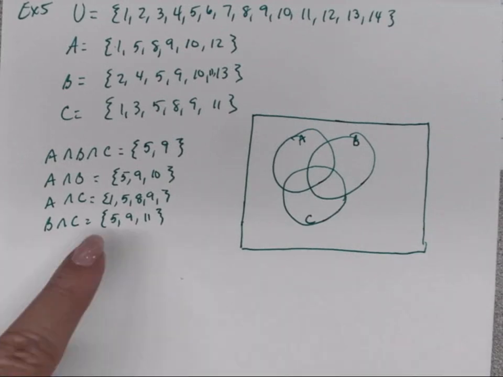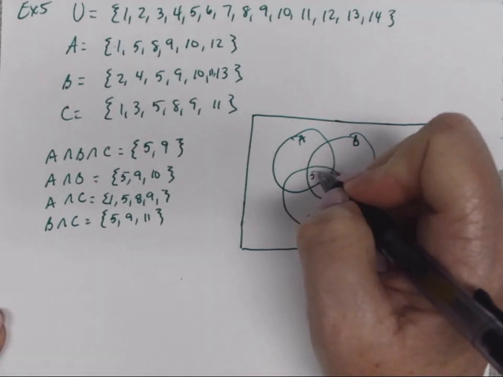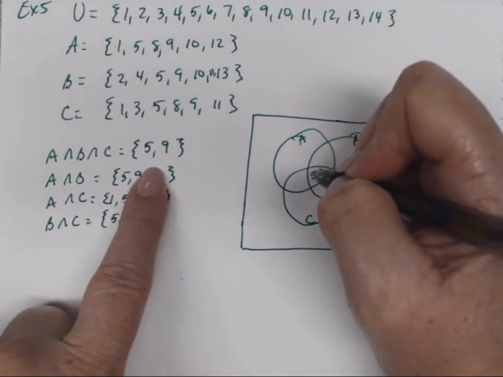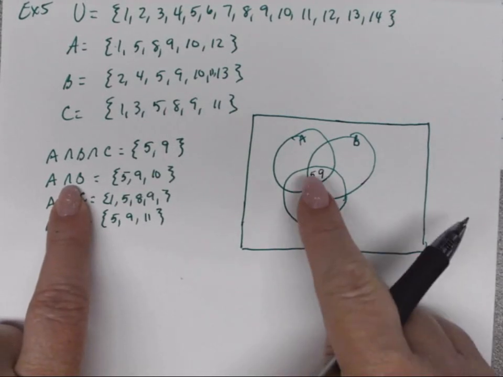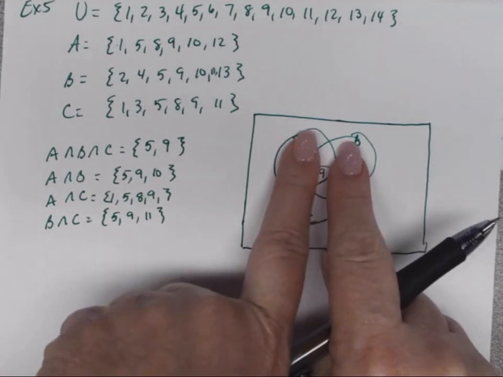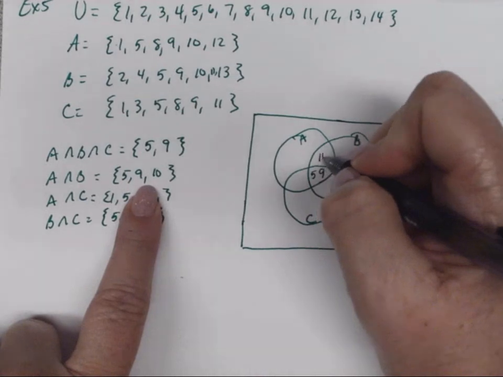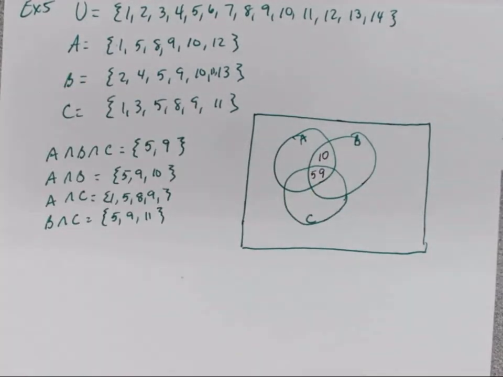All right, so what do they all have in common? I'm going to write these in black so it's a little easier to see. They all have in common 5 and 9. That's the 2 numbers that all 3 sets have. Now we're looking at A and B. A and B have 5 and 9, but we already have that listed because remember, this part here will be what A and B have in common. They both have 5 and 9, so we'll put the 10 right there. So that's the overlap now between A and B.